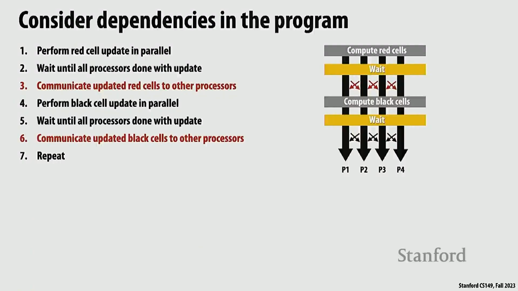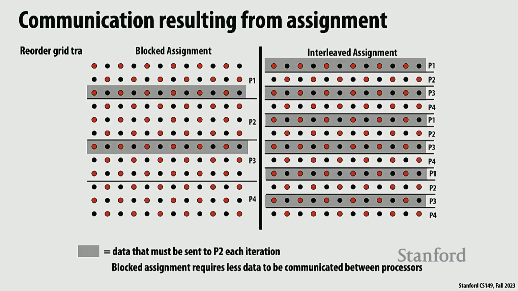Everybody needs to be able to get the updated value of the red cells so that we can then do the black cell update, right? So when I think about it, this program that I've written occurs in phases. In this particular case, if we decide to put contiguous blocks of this array local to various processors, there's much less data that needs to be exchanged.